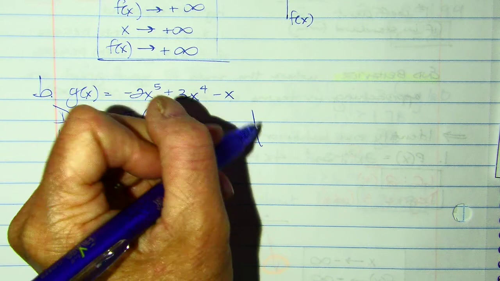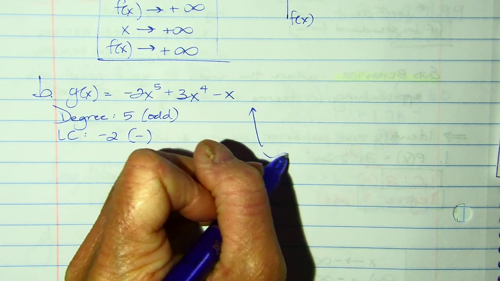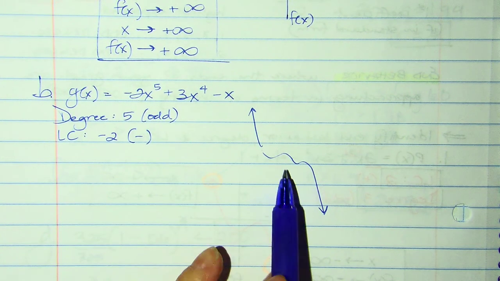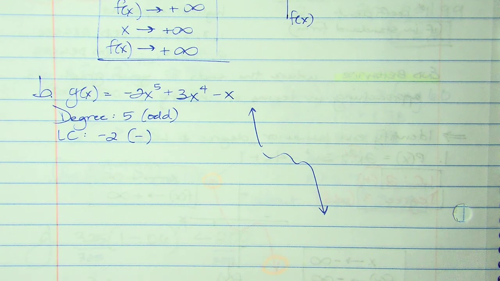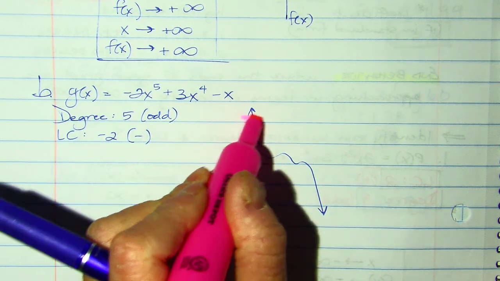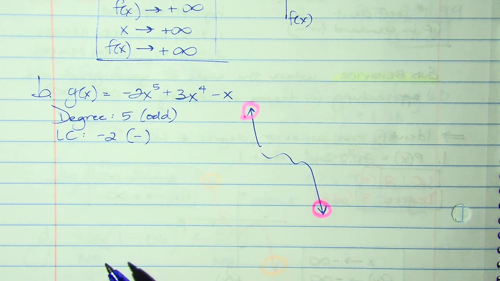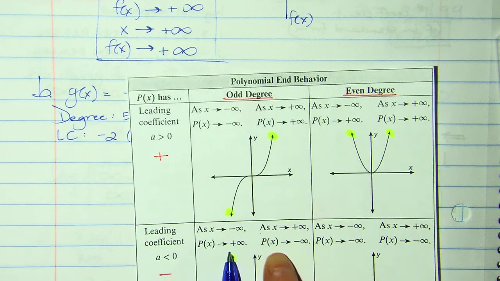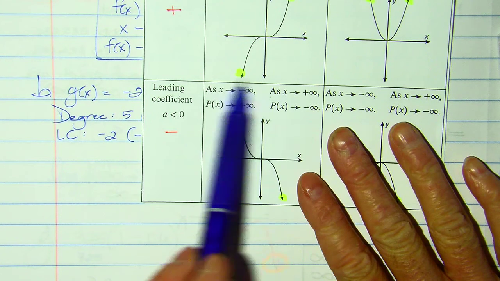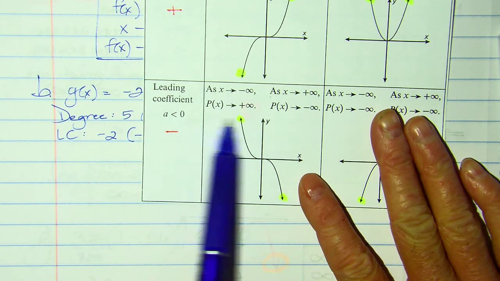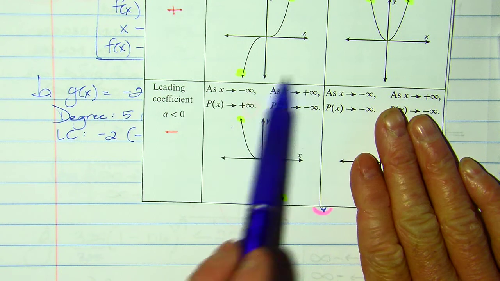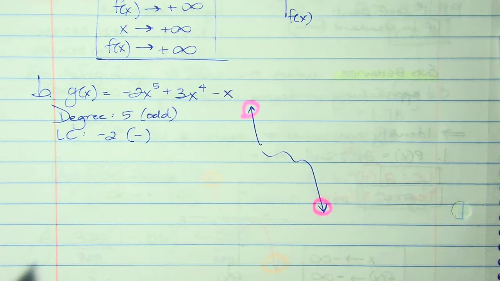My graph, I don't know what it does in the middle, but I know my ends: the left is pointing up and the right is pointing down. So again, I could just copy this is the end behavior. Here is the left, here is the right-hand side. But I like to explain it as we go.